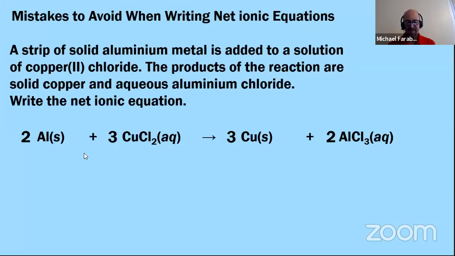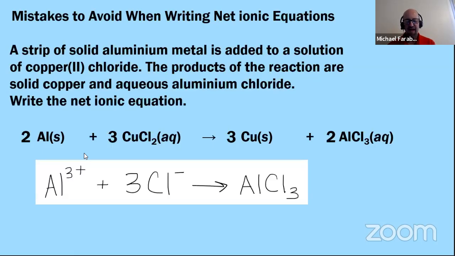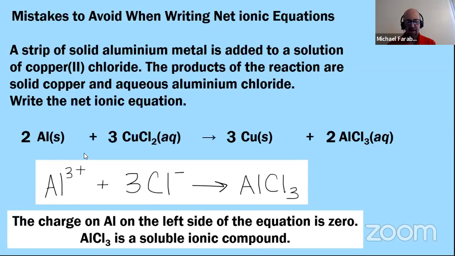Well, here is a student's mistake. They focused on the aluminium chloride, which is AlCl3, and this is what they wrote. It's a fine equation with respect to the formation of AlCl3. It's balanced in terms of atoms and charge, but look at the aluminum or aluminium on the left. The charge on the Al on the left side of the equation is 0. It's not +3. So it doesn't start off as ions, it starts off as atoms. And since AlCl3 is a soluble ionic compound, it would not be written together, but rather broken up into ions. So watch out for making mistakes like that.